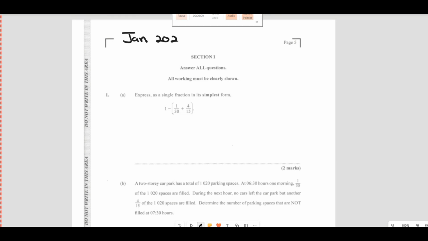So today we'll be doing January 2024, number 1. The first question says all working must be shown clearly. You can use a calculator to check it over, but you need to show your working, right? It says 1 subtract open bracket 1 over 30 plus 4 over 15 close bracket. We always use BODMAS. BODMAS tells us the order in which we're supposed to carry out an operation.